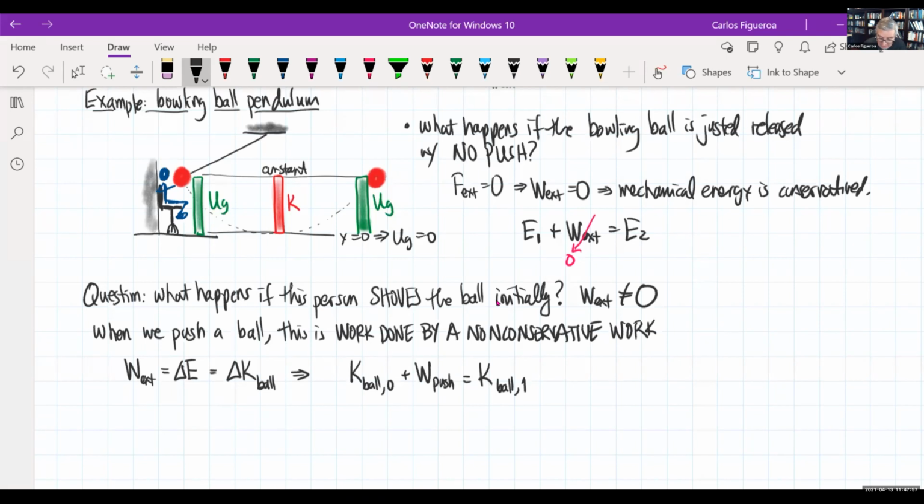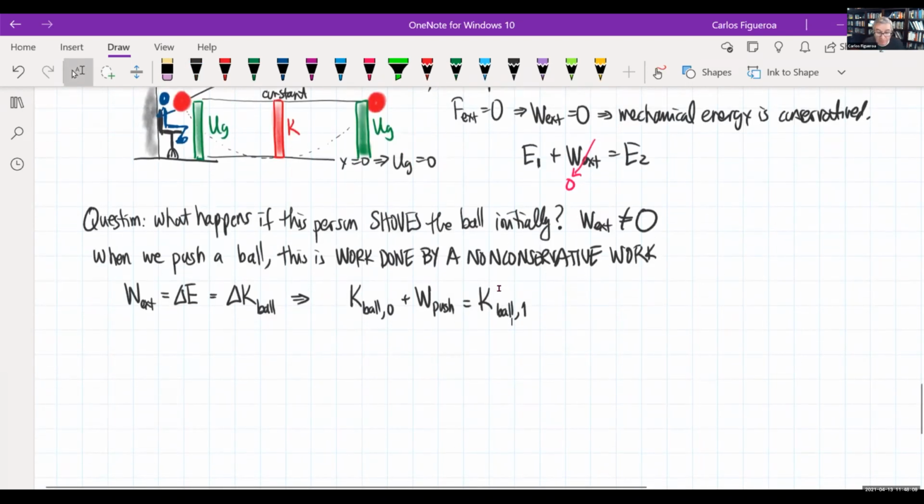So it is incorrect to say that you added kinetic energy. You did not. You did work, right? That's what we mean by a push. So what you're seeing here is that now, let's look at the pendulum bob here.